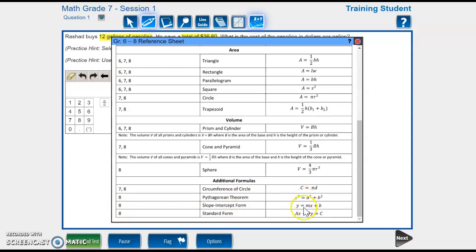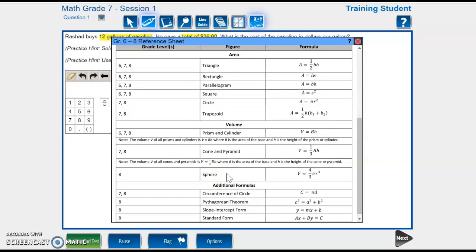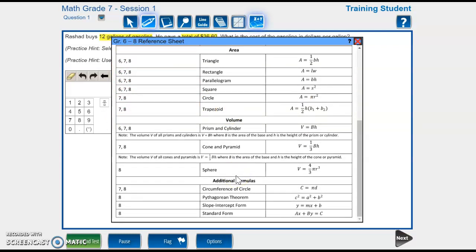Really nice you have those: linear equations. So you have your slope-intercept form and then your standard form, as well as your Pythagorean theorem, your sphere. And then 7th graders, you are going to use only the formulas that have a 7 in there. So you will never use a formula on this paper that does not match the grade that you are in. So again, 7th grade and 6th grade would never need to find the volume of a sphere.